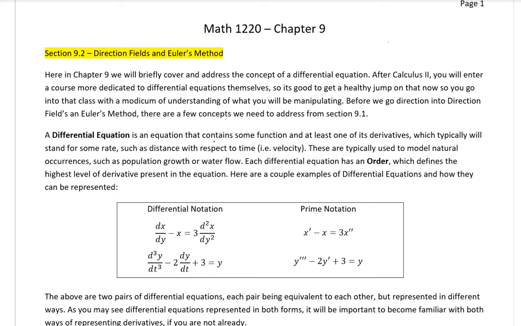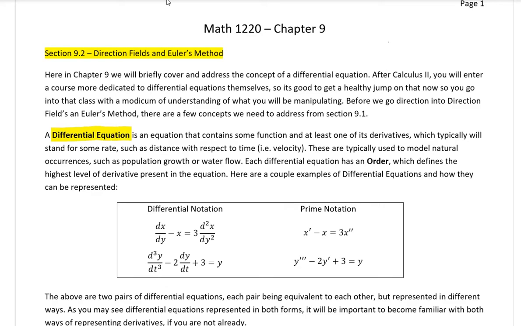In this video, we're going to be talking about section 9.2 in Calc 2, but also we'll be doing a little bit of 9.1. And that's because in this chapter, we're going to be addressing the concepts of differential equations. And instead of making a separate video for 9.1, because 9.1 is relatively short, I'm just going to mesh it into here. So before we go into 9.2, which has to deal with direction fields and Euler's method, we have a little bit to talk about from 9.1, which introduces what a differential equation is.